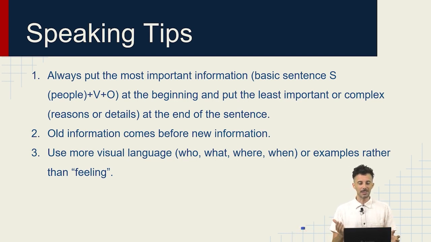And the third one, I just try to summarize as many problems as I see when translating from Chinese to English as possible, which is use more visual language. So a person, or who does what, where, and when. And as number 2, you can move when to the beginning sometimes. Or examples rather than feeling.